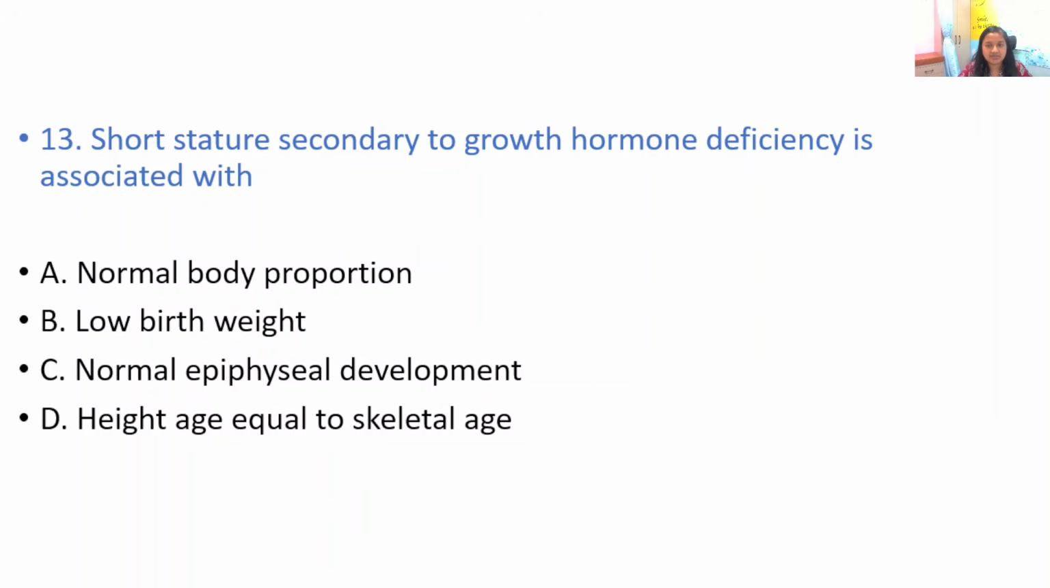Short stature secondary to growth hormone deficiency is associated with normal body proportion, low birth weight, normal epiphyseal development, and height age equal to skeletal age. Now in growth hormone deficiency you do not have this. Height age is not equal to skeletal age. The normal epiphyseal development, no. Low birth weight, not always associated with this. Normal body proportion, yes. Short stature secondary to growth hormone deficiency has normal body proportions.